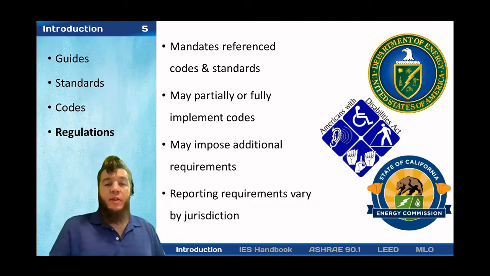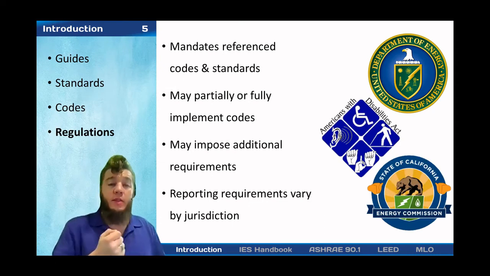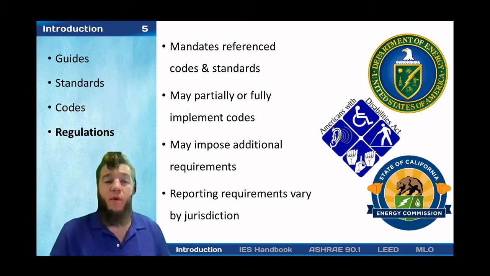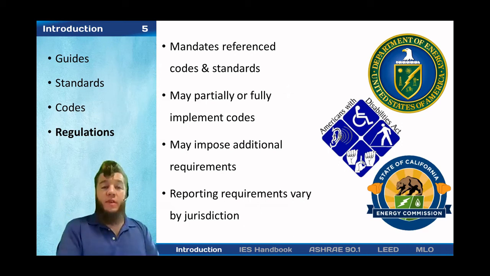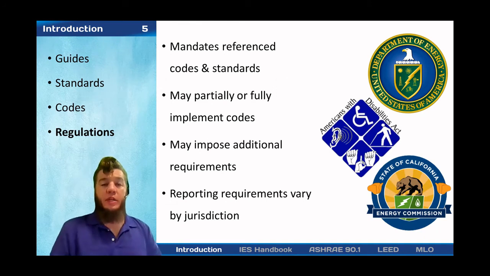Now, you can take this further. You can actually impose additional requirements. And I think the most well-known example of that is California's Title 24, which goes above and beyond IECC and ASHRAE requirements and applies an additional set of requirements that is particularly needed in those particularly high density population zones.